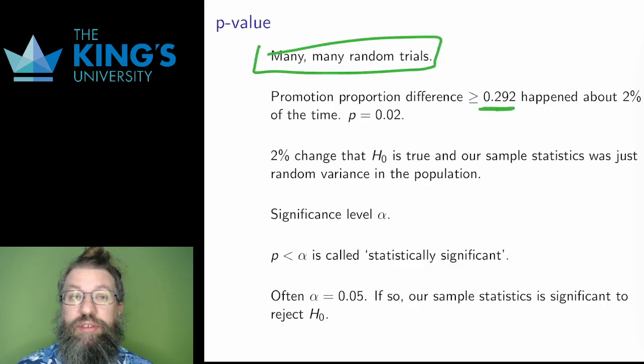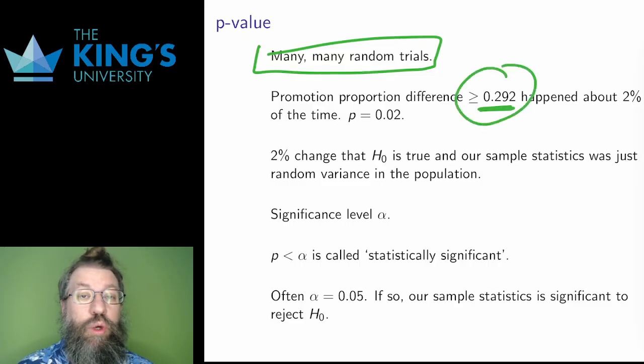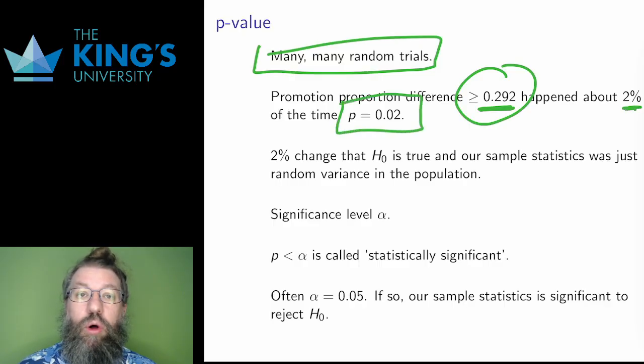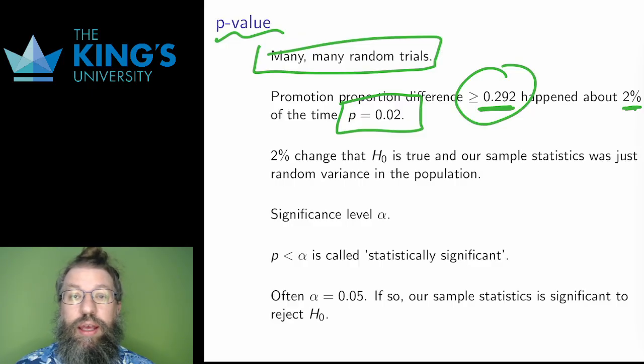So I run many, many random trials. Then I look at my sample statistic, a 0.292 difference in the proportion of men and women promoted. Then I ask, how often does this happen? How often do at least 29% more men get promoted than women if the promotions were actually split up randomly? The answer, after doing many, many random trials, is about 2%. This is called the p-value of the sample statistic. It is a measure of how likely it is that that statistic is the result of random chance in a varied population.